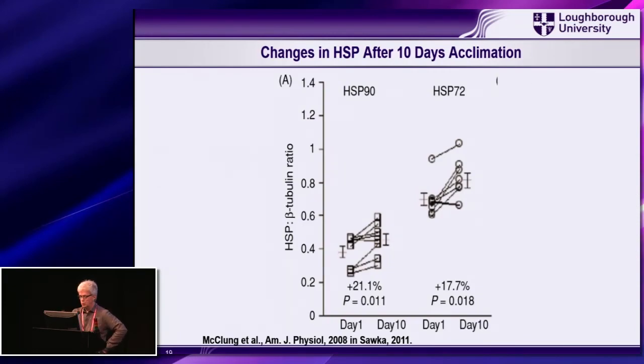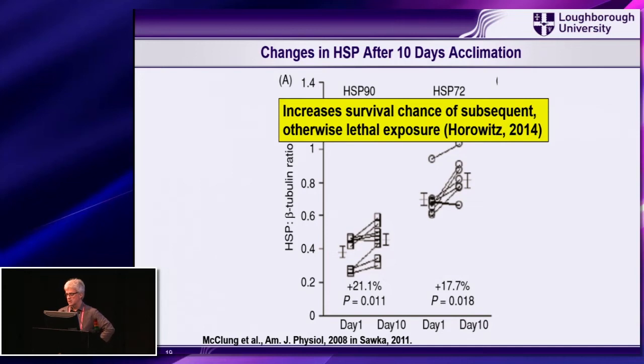Heat shock proteins, I won't go into that in depth, but in general, heat shock proteins increase with acclimation. And in general, the idea is that heat shock proteins increase the survival chance of subsequent otherwise lethal exposures. So it's a protective mechanism: if then in your race you would have a very extreme condition and you would overdo things, you would have a certain level of protection that you didn't have before.